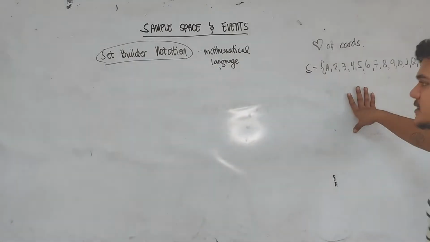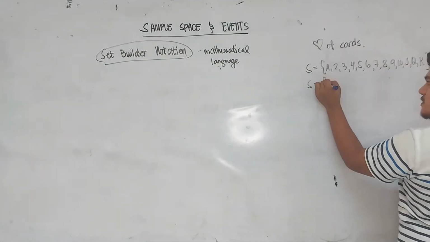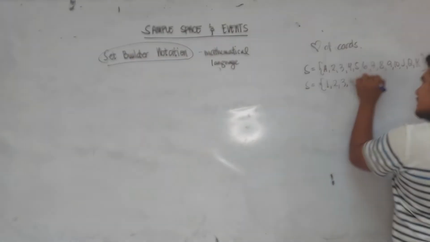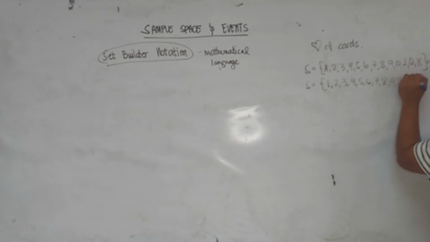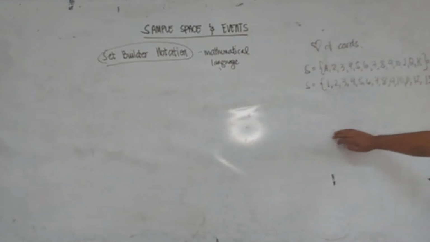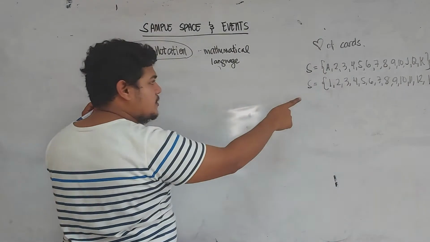So let's put this one in a numerical form. The ace is 1, di ba? 2, 3, 4, 5, 6, 7, 8, 9, 10. Ang Jack, ato na ibutang 11. Ang Queen, ibutang na 12. Ang King, ibutang na 13. So basically, there are 13 cards in a heart of cards. That is our sample space. Now, question. What is our set builder notation in this one?